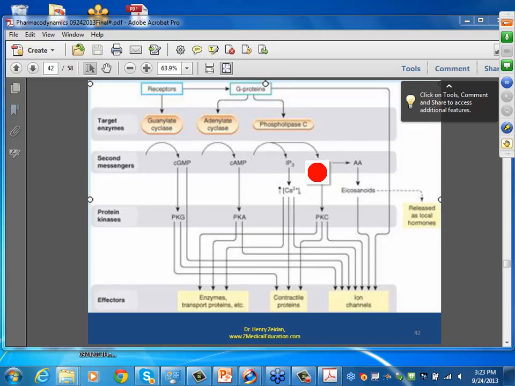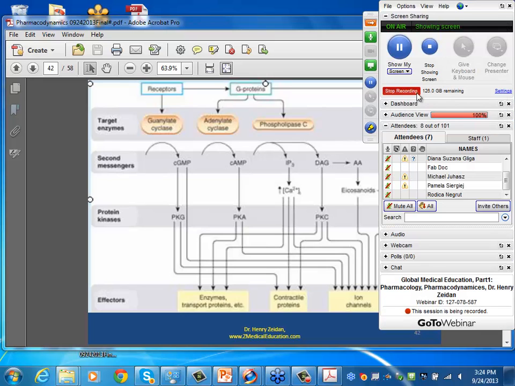Now, diacylglycerol will tend to activate protein kinase C. So pay attention to protein kinase C versus protein kinase A versus protein kinase G. They're very tricky in standard board exams, and I saw that. They can tell you protein kinase A, and they expect you to know that that's linked with cyclic AMP. Protein kinase C is linked with diacylglycerol. What that is going to do is open up ion channels, and it has some effect on contractile proteins. Good. So we're done with that.